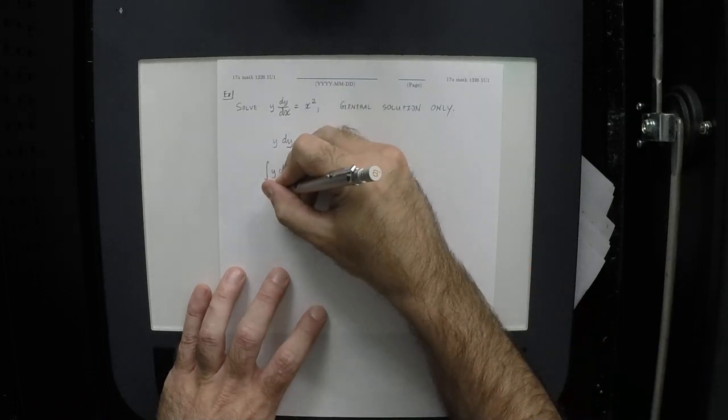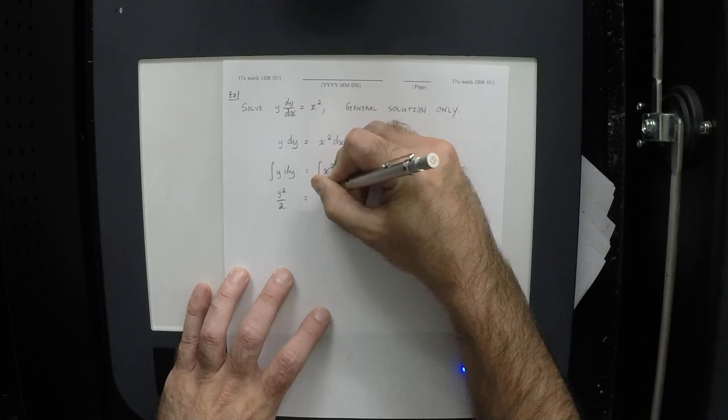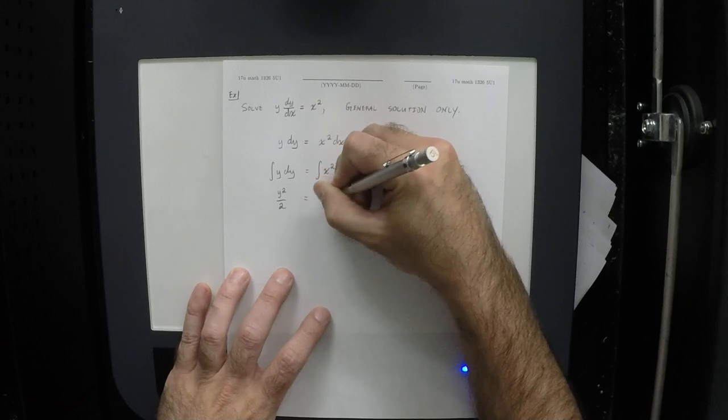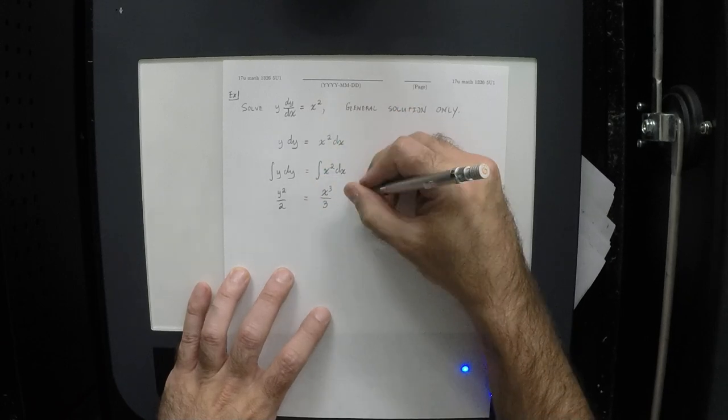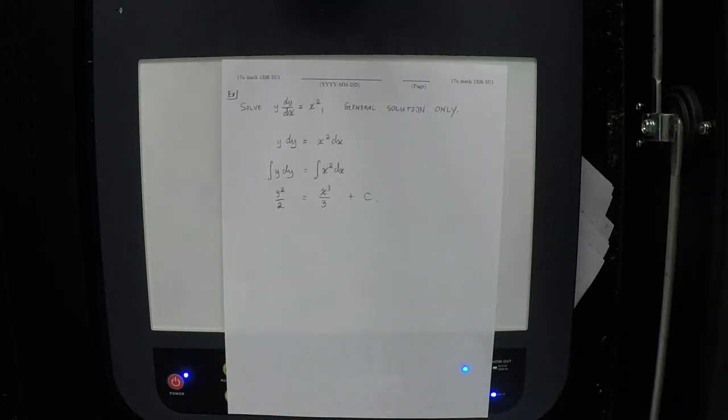Well, the left-hand side would be y squared over 2, the right-hand side x cubed over 3, and then plus c. So I gave you this exercise for a couple reasons. One reason is that I want to give your brain a moment to relax while we're talking about these population thingies, because we're about to start another one.